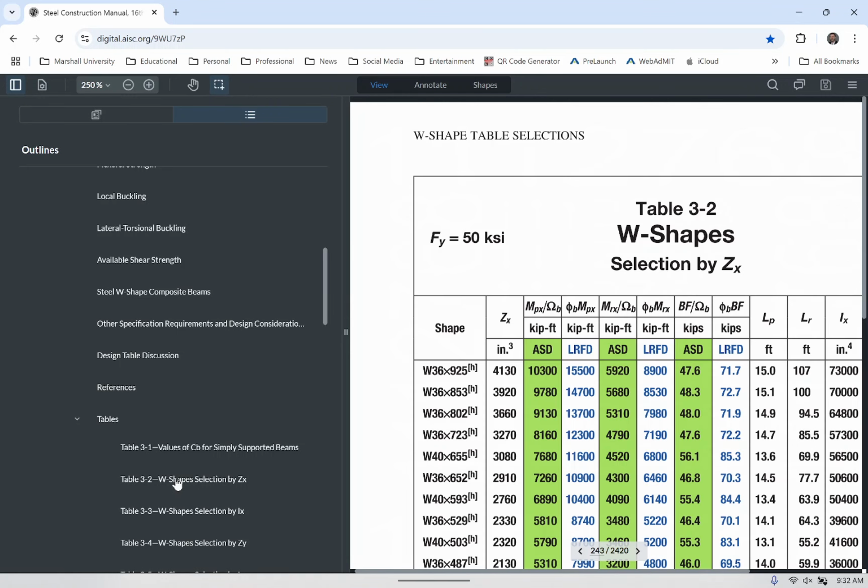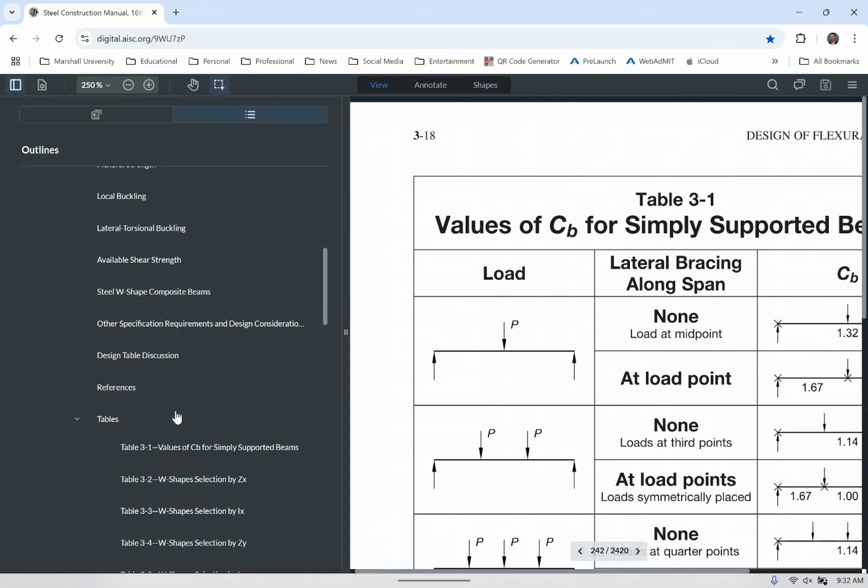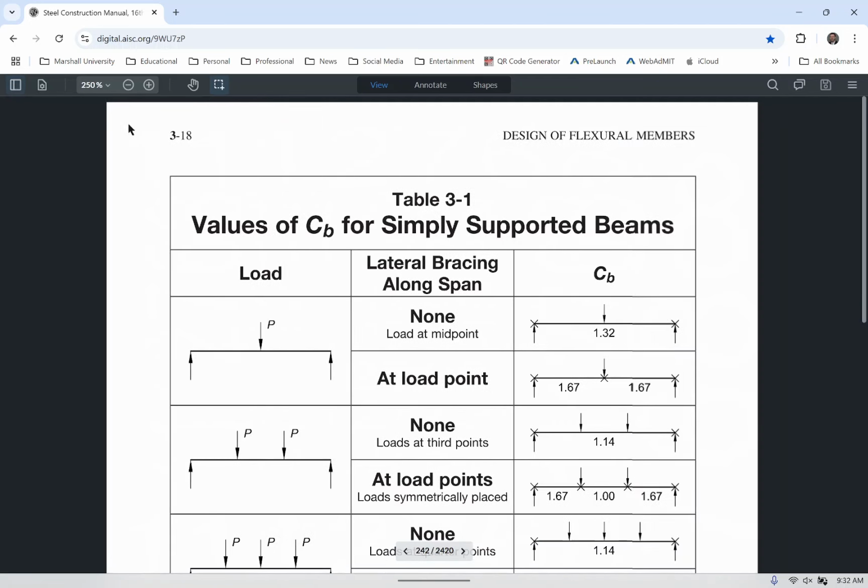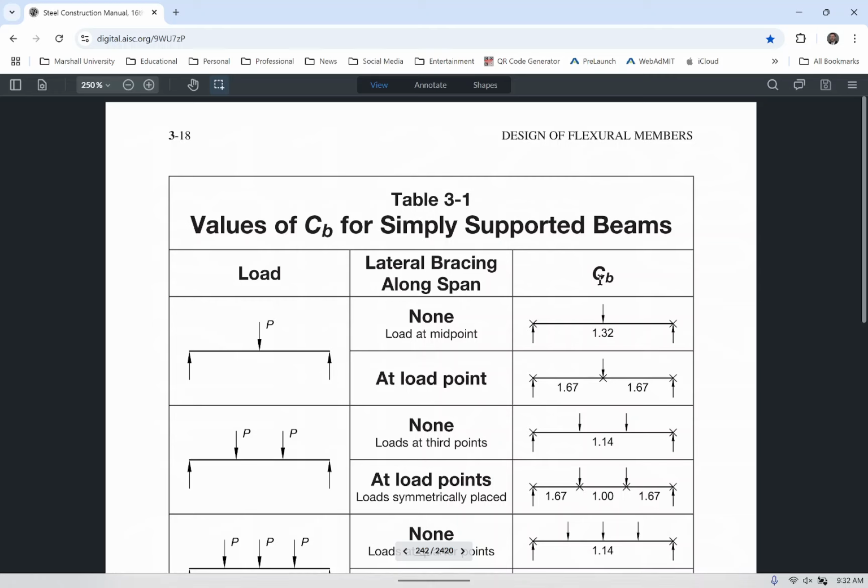All right. Y'all know where the ZX table is, right? Turn one page prior, and we get table 3.1. Table 3.1 on page 3-18, values of CB for simply supported beams. A simply supported beam subjected to a uniformly distributed load is about the easiest case that you could deal with. Now I want to show you how to navigate this table a little bit. So let's take a look at these first two cases. This isn't going to apply for our problem, but let's just take a look at these first two.